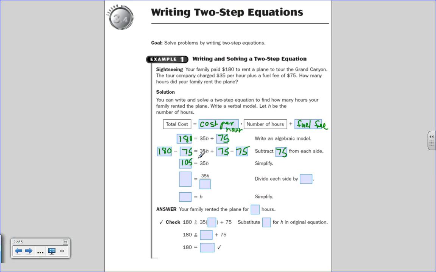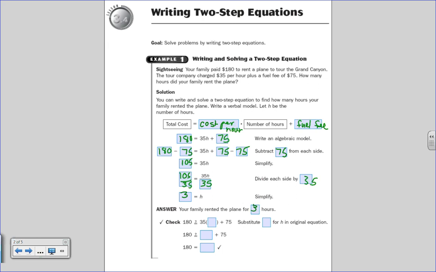So now it's just a one-step multiplication. So now we're going to divide. Notice, like I showed you, do it like a fraction. So we got to do 105 divided by 35. Divide each side by 35. So on the right side, 35 over 35 is 1. So that's gone. We just got h. 105 divided by 35. Anybody? 3. Okay? So that means that you rented the plane for 3 hours.